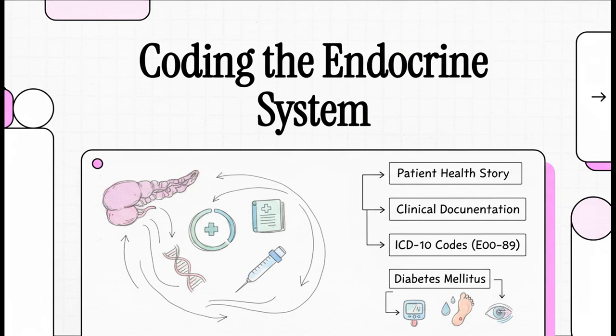All right, let's talk about one of the trickiest, but also one of the most common areas in medical coding, the endocrine system. We're going to go on a little quest today to figure out how to accurately code for these diseases that affect the body's delicate hormonal balance. It's a real challenge, but we're going to break it down.